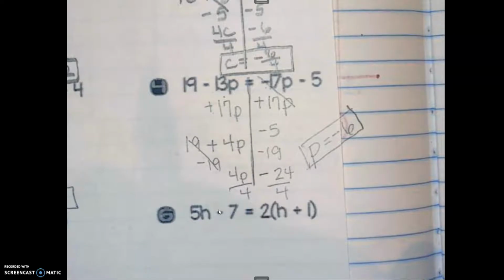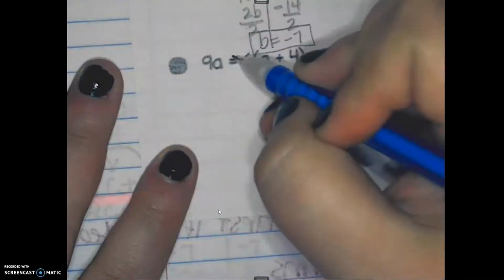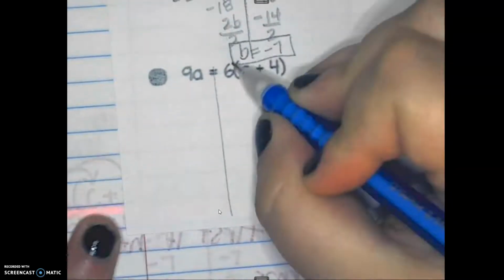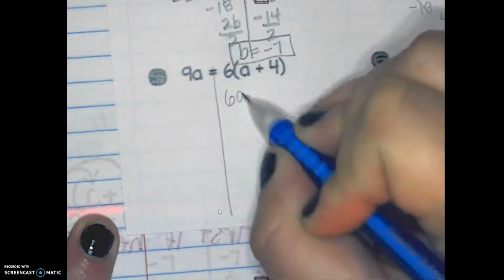Alright. Let's look at number 5. Draw my line. So I'm going to ask myself, do I have parentheses? Yes, I have parentheses. So I need to take care of those first. Give my 6 to my A, 6A, bring down my plus. Parentheses means multiplication, so 6 times 4 is 24. Did not use my 9A yet.